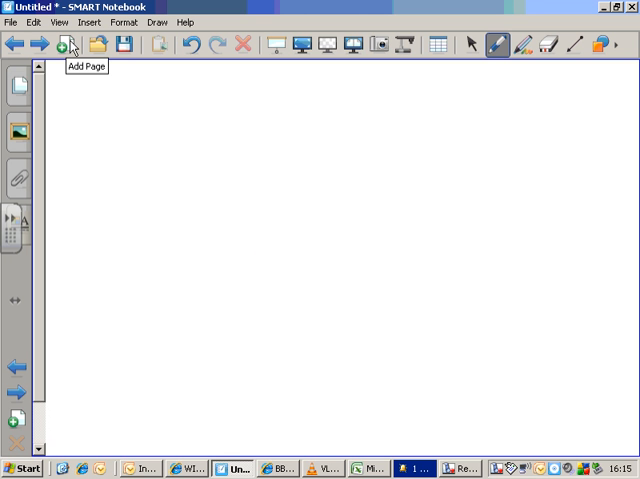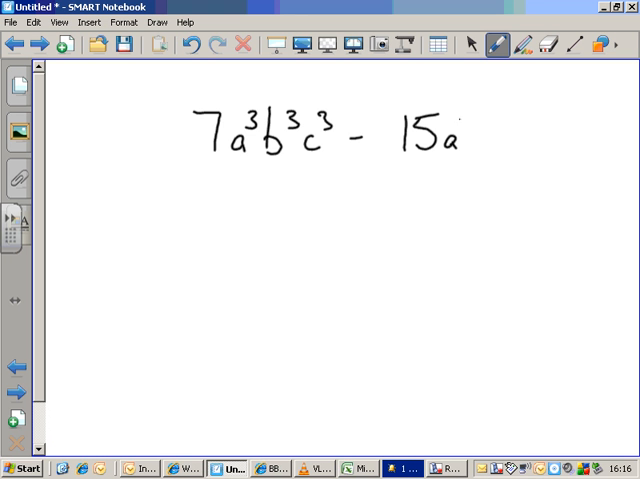Let's do a couple more with slightly larger indices and see how it works. Deliberately, by the way, giving no common factors to the integers, the numbers, so as to keep life a little bit easier. 5a cubed b cubed c cubed, there we go, minus 15a squared b c to the power of 4. Okay, 5 and 15 have no common factor.